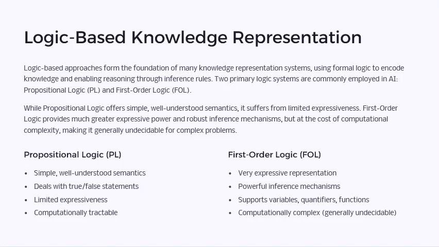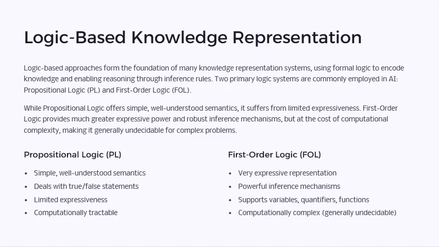But the big downside is it's not very expressive. How so? You can't easily talk about objects or their properties or relationships between them. You can't say general things like all birds have wings easily. It doesn't scale well to complex knowledge. Okay, so limited. What's the step up from that?